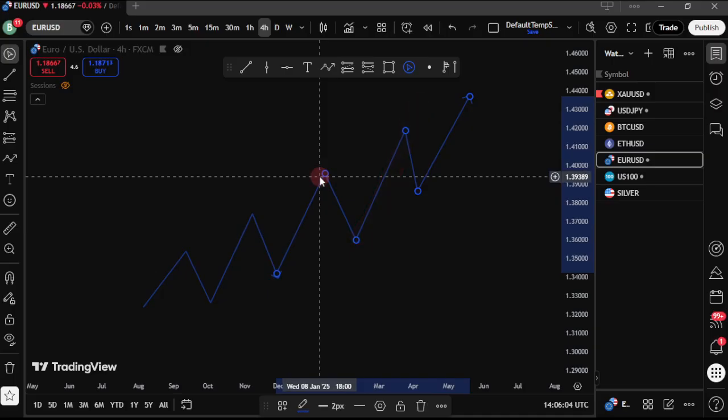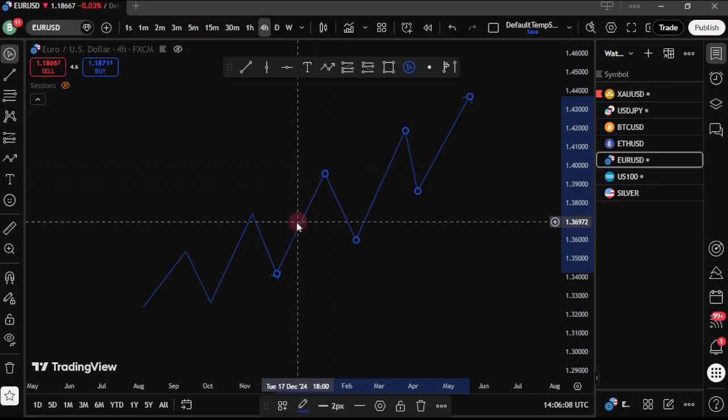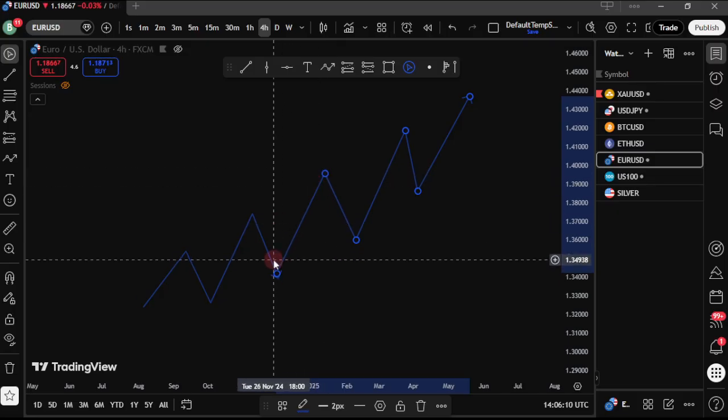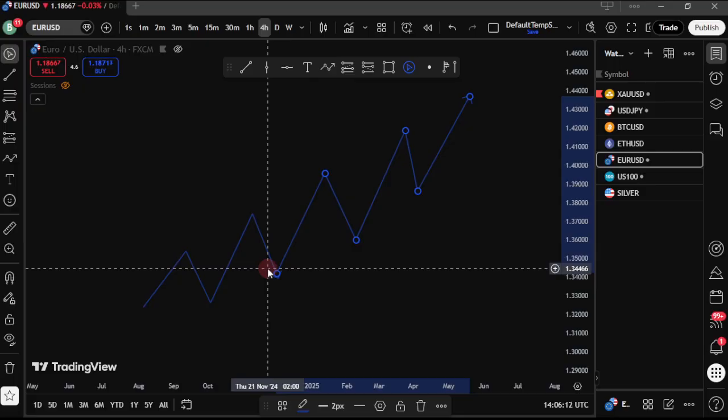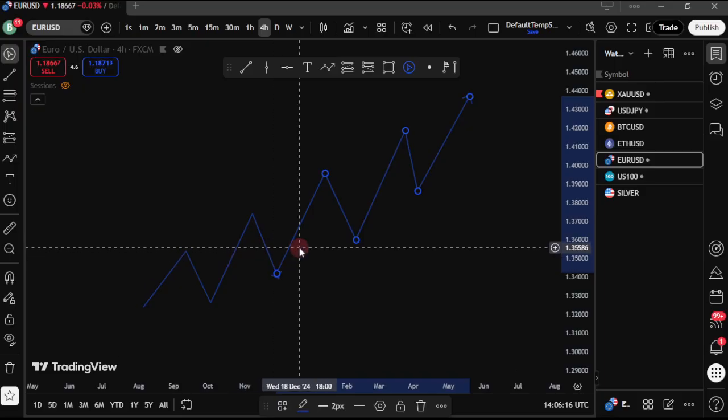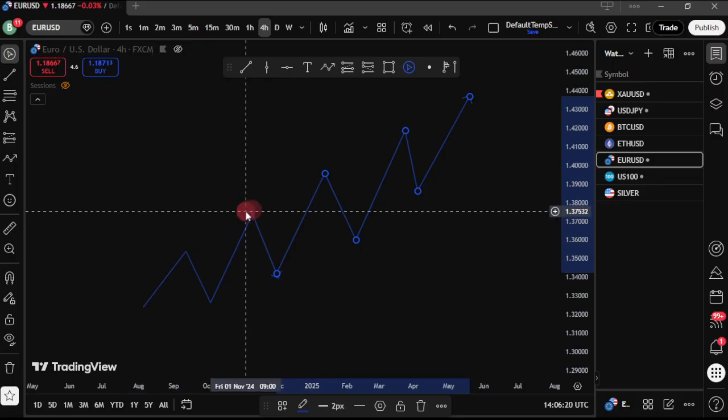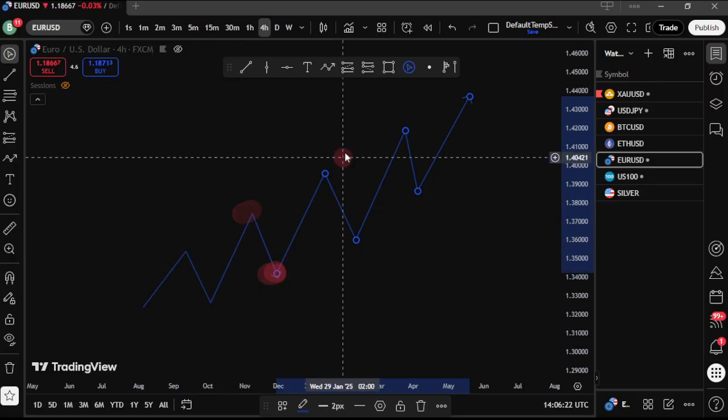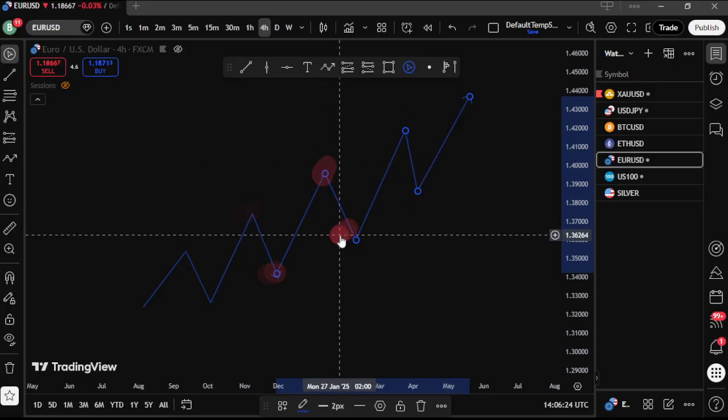Now with that concept, or with that ideology, let's understand something over here. It means that a swing point is created to be taken later or to be defended. We create a swing point to protect it or to take it. So this one was created to be taken. This one was created to be protected. This one was created to be taken. This one was created to be protected.